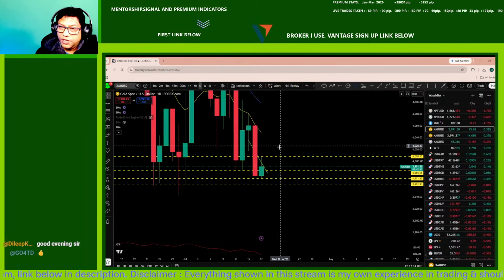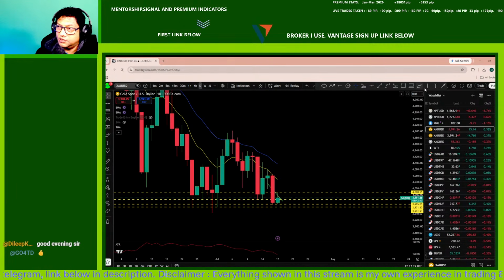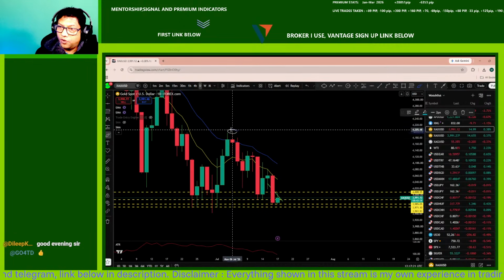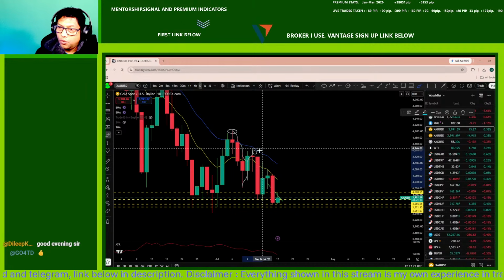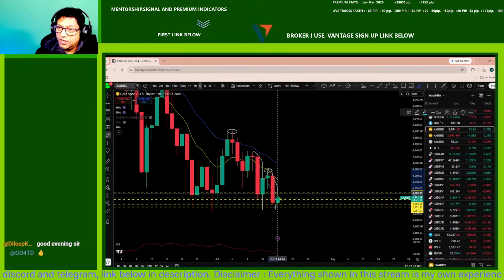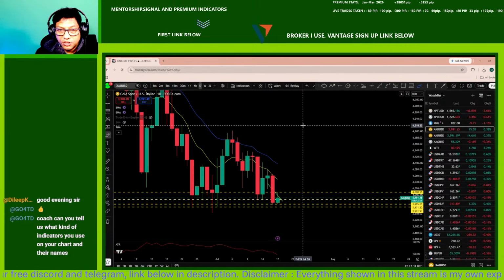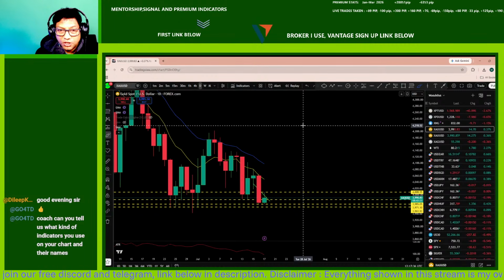all right, so we can see the market trend in this area. This is the initial move from this support level, a drop, then a pullback to the key level, and you can see there is another move, a pullback to the key level, and another move here in this market. Can you tell us what kind of indicators you use on your chart and their names?